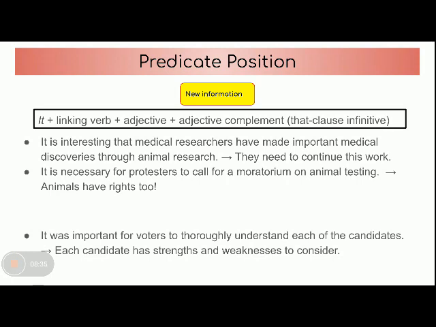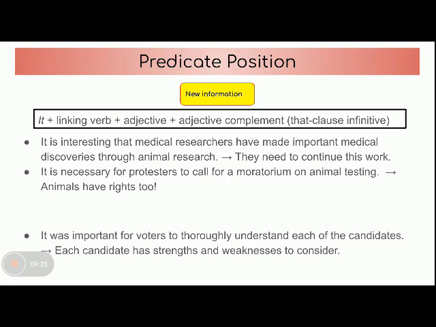For example, it is interesting that medical researchers have made important medical discoveries through animal research. This means they need to continue this work. Now, the sentence "it is interesting that medical researchers have made important medical discoveries through animal research" can be considered as predicate from the "interesting", and the first one is that medical researchers have made important medical discoveries through animal research. So the words from that until the end of the sentence can be considered as the adjective complements.